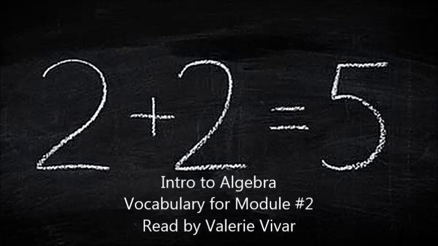We are doing Module 2 vocabulary for Algebra. We're doing a little homework jingle here. This is so we can get an A on the test, because that's what we really like. Module 2 vocabulary, we're starting off with absolute value. Absolute value is the distance from zero. Remember, an absolute value is always positive.